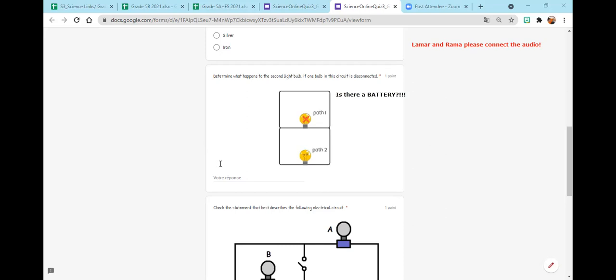Don't think about whether it is a parallel or a series circuit. In the first place, there is no battery, so both bulbs aren't working. And for sure, you have to tell me why. You have to explain. We have to say, because we don't have a battery. Yes, there is no battery. The whole circuit isn't working.